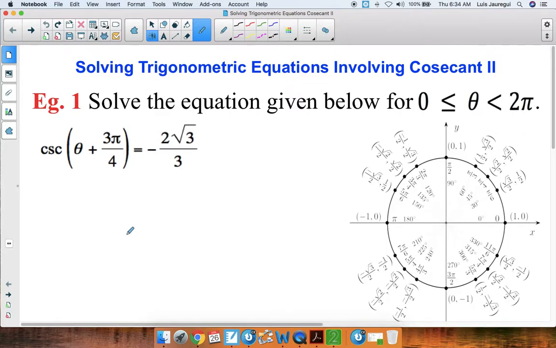Welcome. In this video, we'll be solving trigonometric equations involving cosecant part 2. Let's take a look at our example. Solve the equation given below for theta greater than or equal to 0 and less than 2 pi.